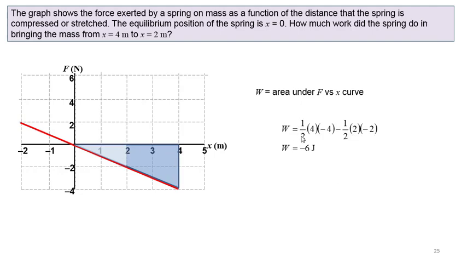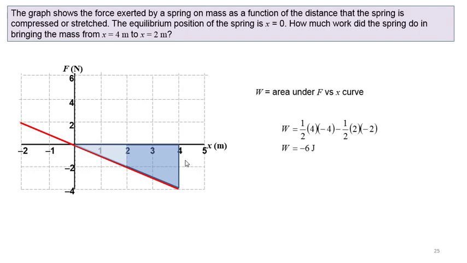So my work is going to be the area, so it'll be 1/2 times my base, so this is the blue triangle, the base is 4, times my height, which is -4. And then I'm going to subtract the area of this triangle, which is 1/2 times the base, which is 2, times the height, which is -2. So I get -6 joules. Now the reason I'm getting negative work is that this is below the horizontal axis.